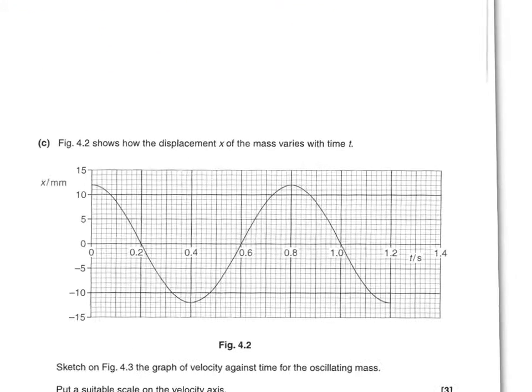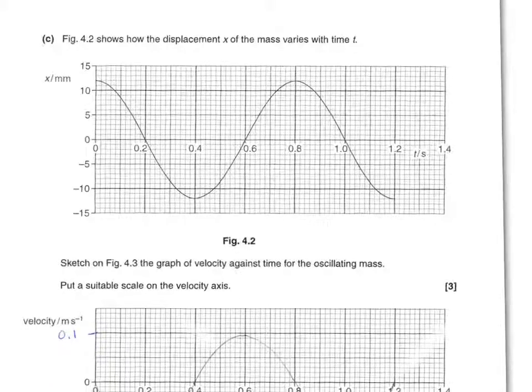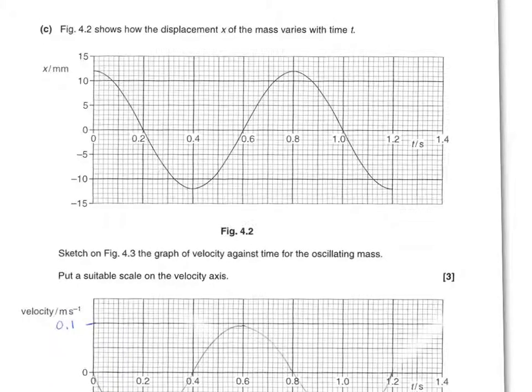The last part of the question is perhaps a little bit more challenging. It requires you to be able to interpret a graphical representation of simple harmonic motion. Make sure you do read the question carefully. When I was marking, many people missed putting a scale on the velocity axis. So you're starting with a displacement time graph, and you're asked to plot a velocity time graph. So you need to think about the relationship between those two quantities.